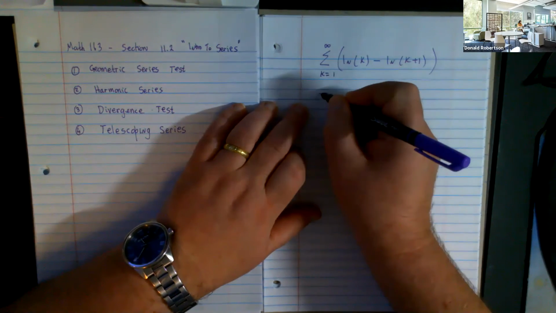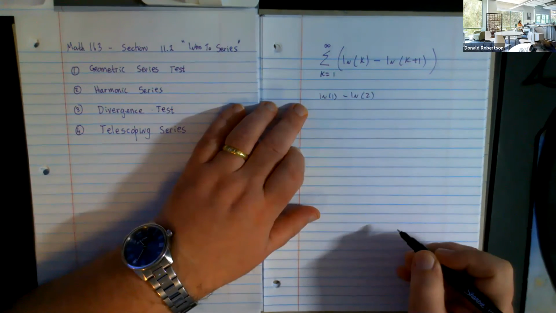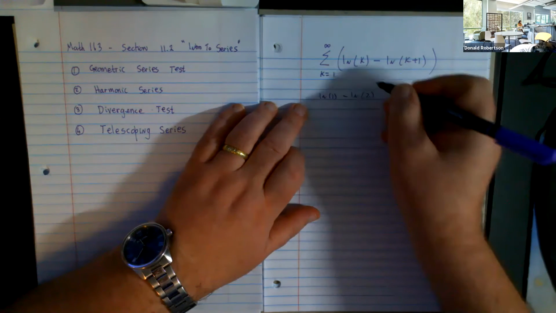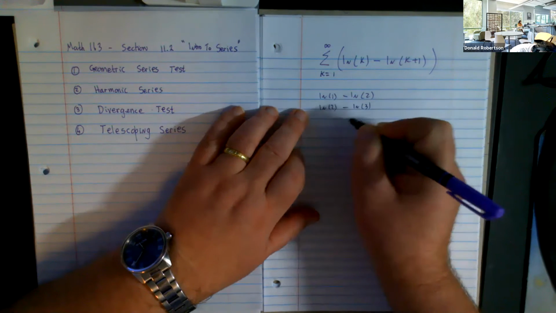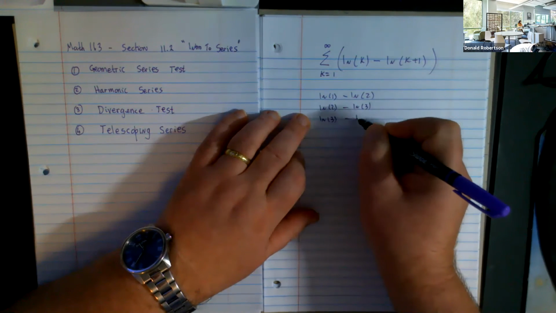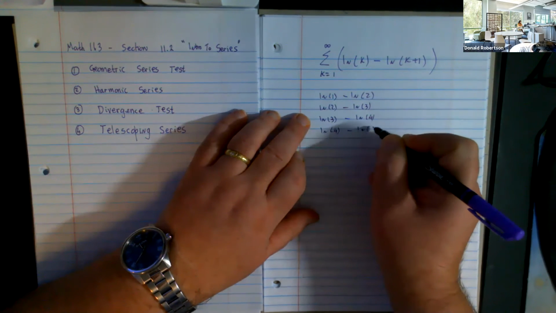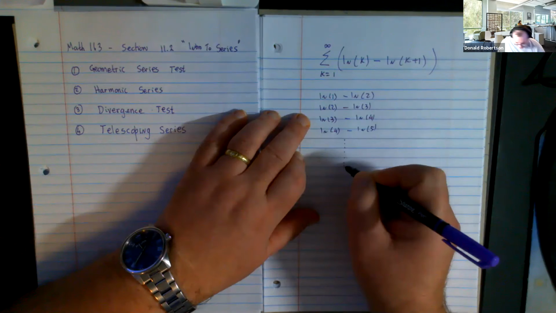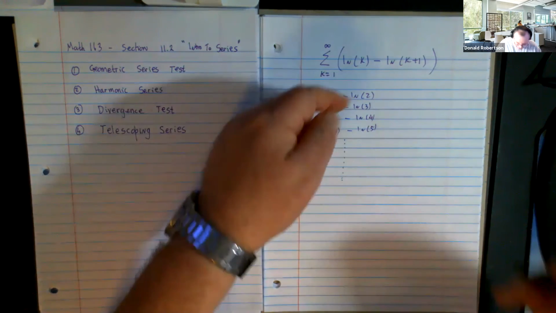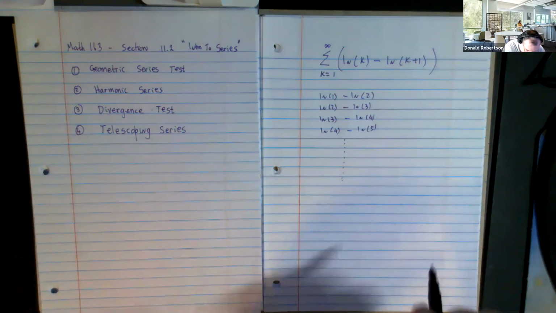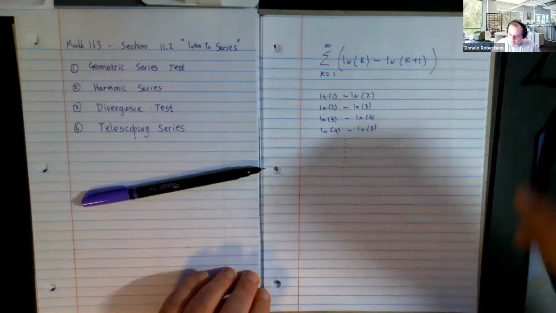If you plug in 1, you get the natural log of 1, take away the natural log of 2. If you then plug in 2, you get the next answer, which I'm going to write underneath it. And then the next answer underneath that. And then the next answer underneath that. Can you imagine this continuing to eternity? The way I'm writing it vertically is just so you can see it a little bit clearer. But technically, isn't it this guy plus this guy plus this guy plus this guy?